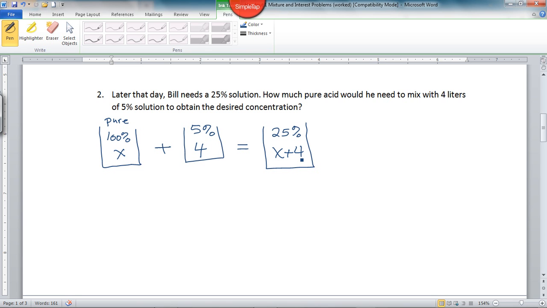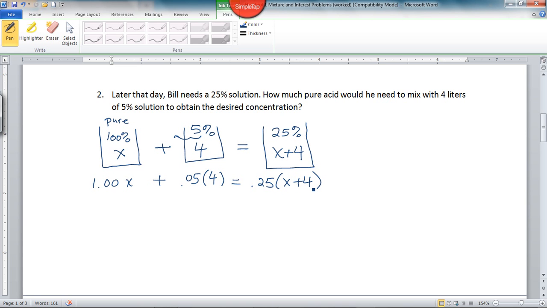Now, as in the first problem, we multiply each percent times the amount, of course changing the percents over to decimal. 100%, move it 2 places, you get 1.00x. Then I multiply the percentage times the amount here. 5%, move it 2 places back, that's 0.05 times the amount, which is 4. And then the mixture here, 25%, 0.25 times its amount, which is x plus 4. There we go. There's our equation to solve.